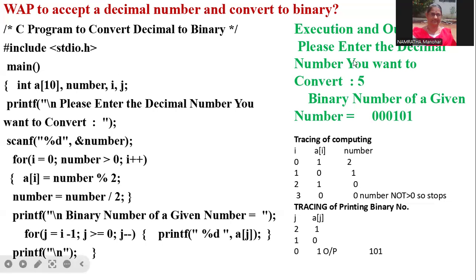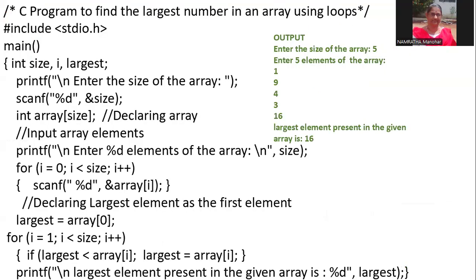It will print 1. Then it will print 0. Then it will print 1. So the output will be 1, 0, 1. The other zeros can always be appended. So this is the binary number of 5, right? So understanding the logic of conversion is very important.